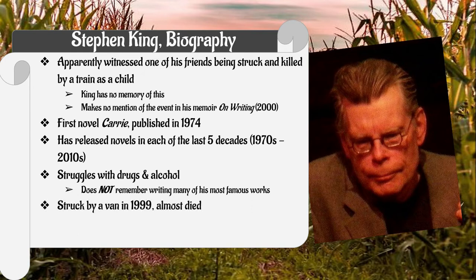In 1999, he was hit by a van and he was almost killed. The driver apparently was turned around to yell at his dog and didn't see King walking down the side of the road, and hit him. He broke almost all of his ribs, his pelvis, his back. He was laid up for a very long time, and that kind of caused a resurgence in his life. It was funny because he had announced his retirement from writing shortly before that happened.